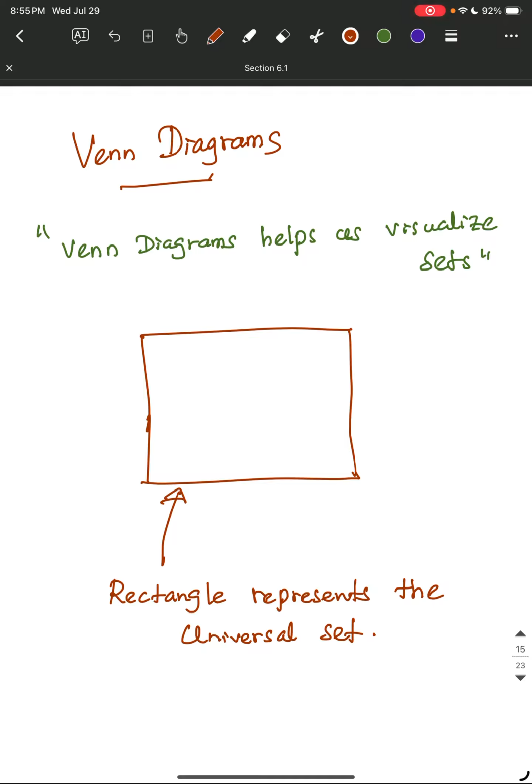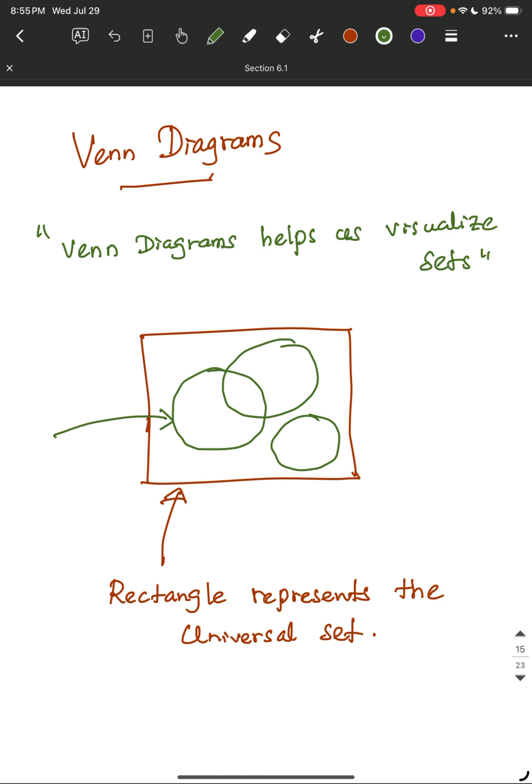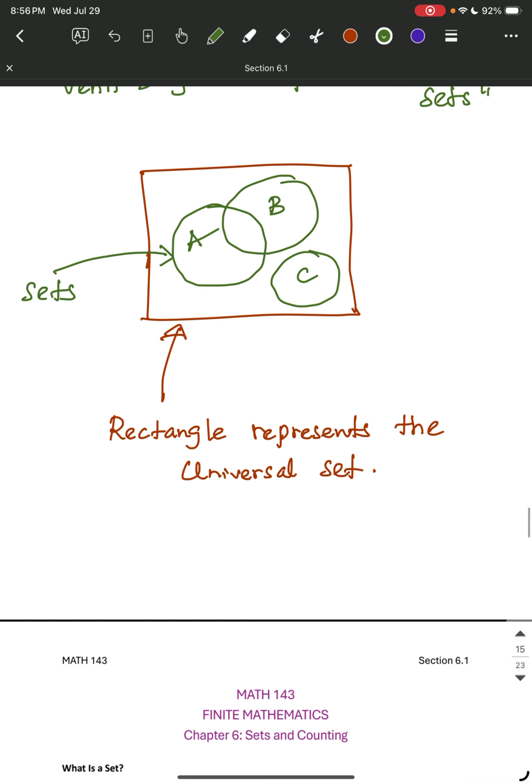Inside the rectangle, we can represent the sets by drawing circles. Sometimes we have it like this, right? These circles represent sets. Let's say set A, set B, set C, or any. So, Venn diagrams make set operations much easier to understand. The universal set is represented by the large rectangle. Inside that rectangle, we can draw the subsets.